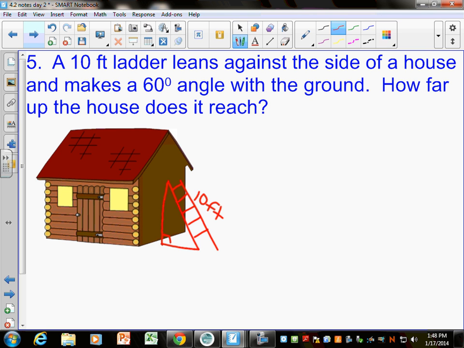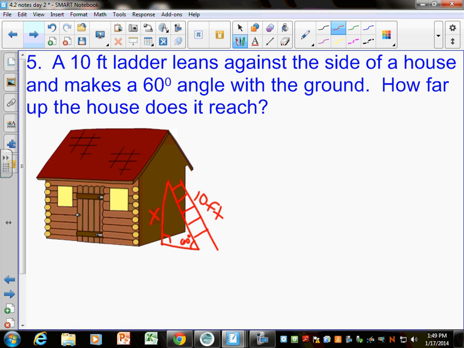So do you agree that down here is 60 degrees? And I want to know how far up the house it reaches. So I'm looking for this part right here. And this is actually a 30, 60, 90 triangle, which means we could use those ratios if we wanted to. But a lot of the problems I give you aren't going to be special angles. So I'm going to show you the trig way of doing it, and then if it's a special angle, you can use the special triangles.